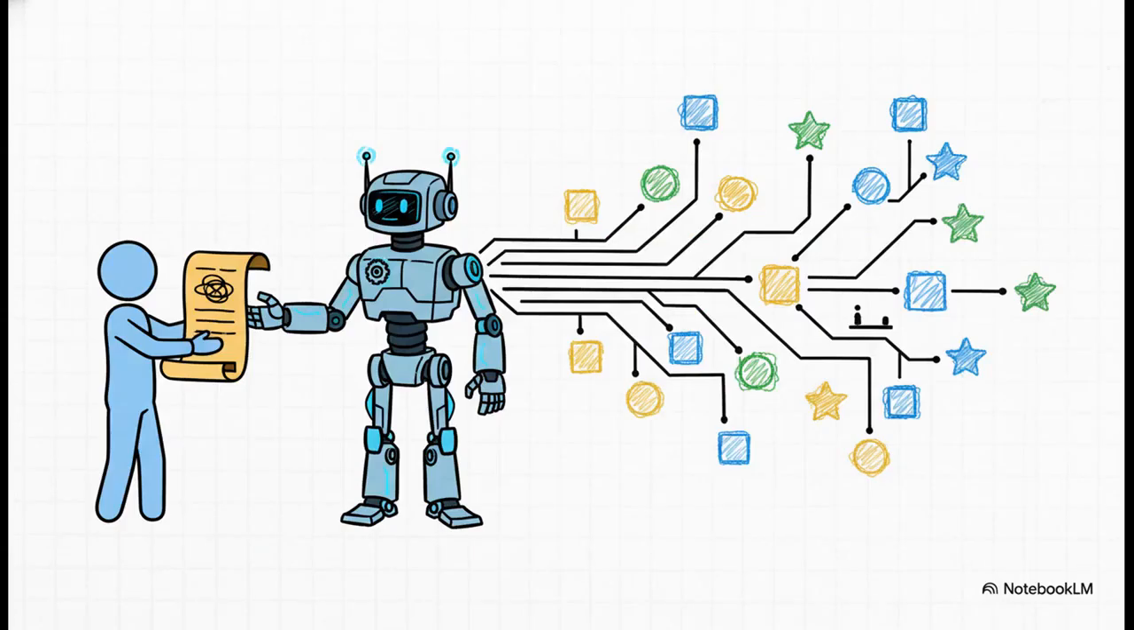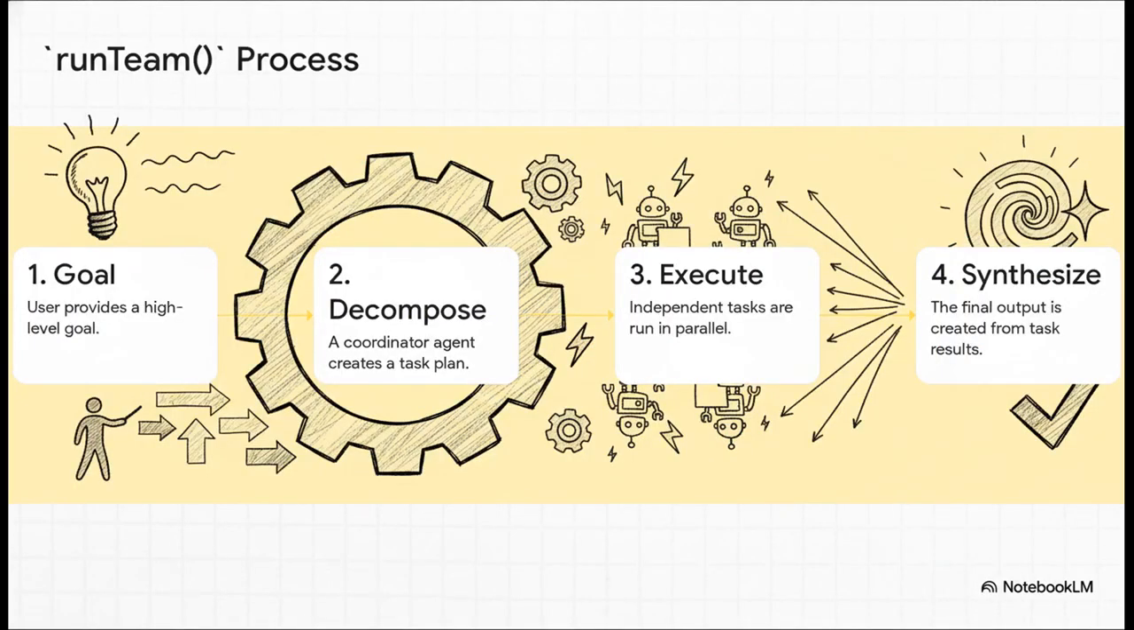You know, the best way to think about it is like having an expert project manager who also happens to be an AI. You don't need to handhold this manager or give it a super detailed to-do list. You just tell it the high-level objective and you trust it to figure out the plan of attack. And here's what that AI project manager is doing behind the scenes. It's a really logical four-step process. First, you give it the goal. Then, a special coordinator agent breaks that goal down into a concrete plan with individual tasks. Next, the framework cleverly runs any independent tasks at the same time. And finally, it takes all the outputs from those tasks and pieces them together into one final result for you.